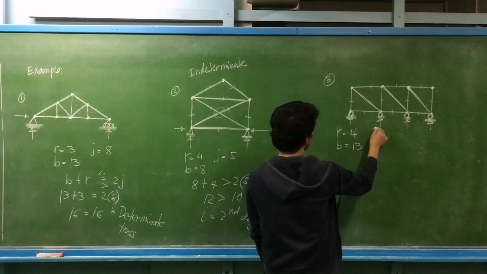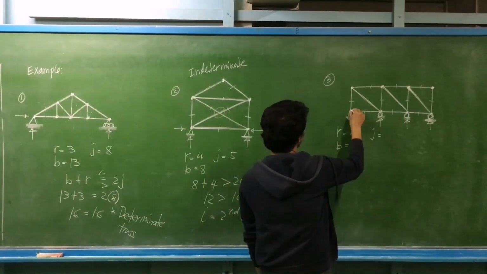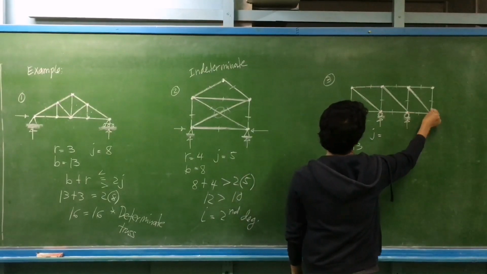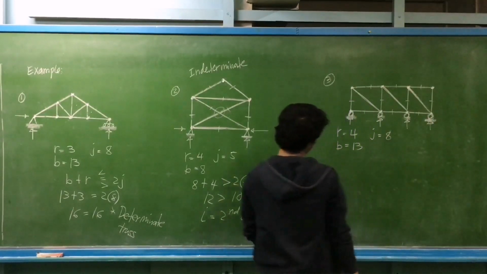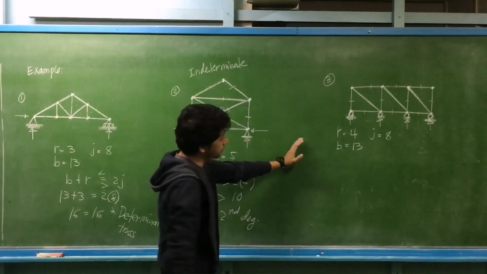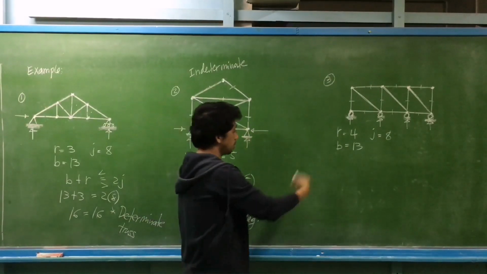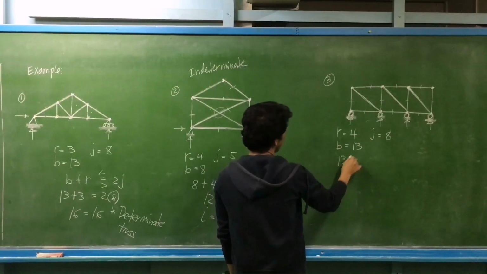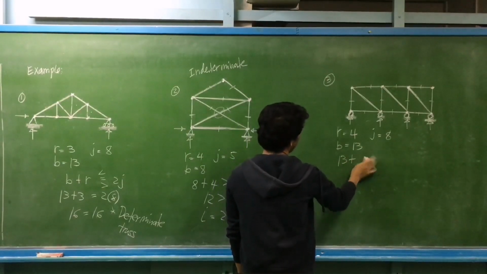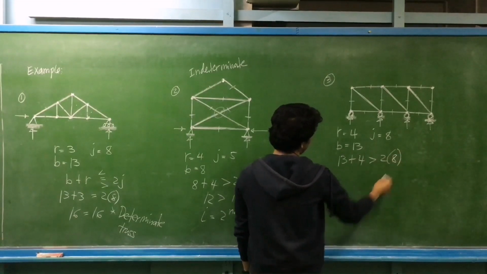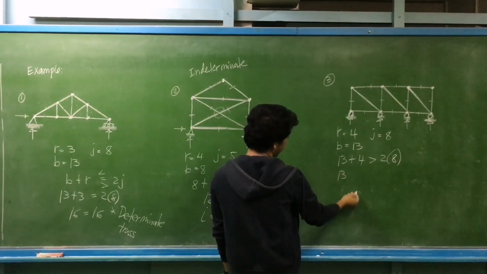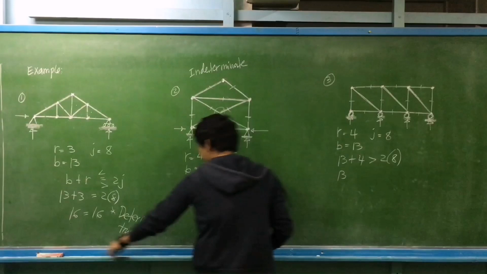Then how many joints do we have? The number of joints: 1, 2, 3, 4, 5, 6, 7, and 8. So I think the left side will be greater than the right side. This is 13 plus 4, which is greater than twice 8. So we have 13, that is 17.